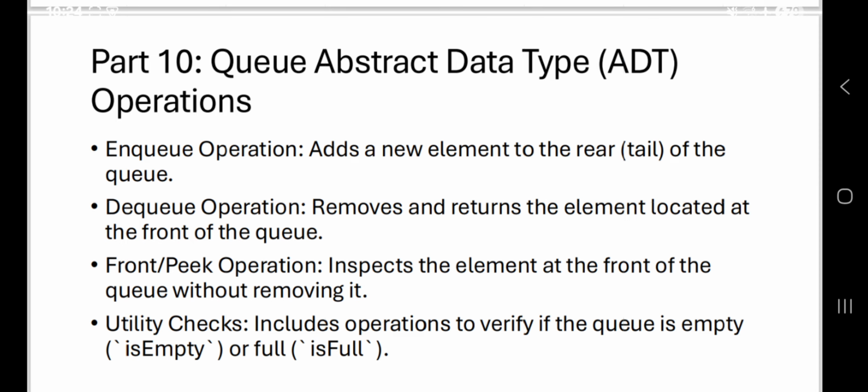In part 10, let us look at the standard operations of a queue abstract data type, ADT. Enqueue operation adds a new element to the rear or tail of the queue. Dequeue operation removes and returns the element located at the front of the queue. Front or peek operation inspects the element at the front of the queue without removing it. Utility checks include operations to verify if the queue is empty or full.